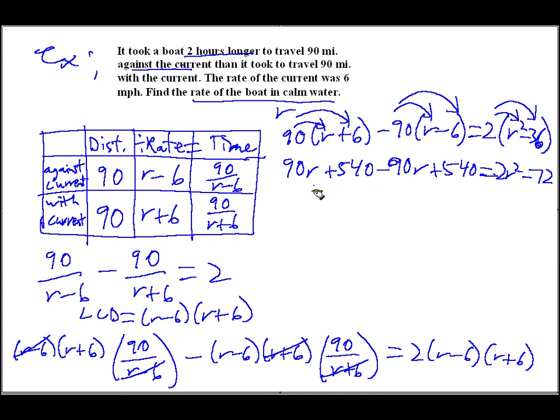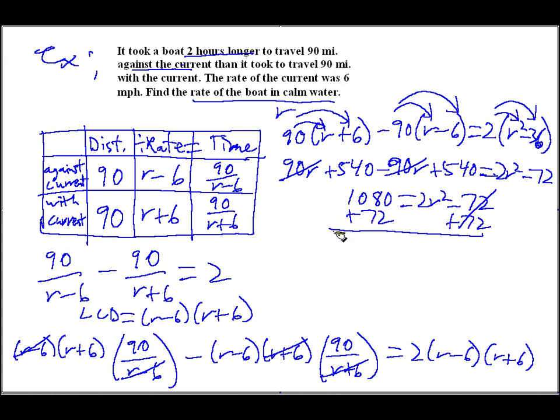Okay, well, combine my terms. 90R minus 90R cancel out. 540 plus 540 is what? 1080, equal to 2R squared minus 72. Are we good on that? All right. Let me go ahead and isolate this perfect square R squared here. Let me go ahead and add 72 to both sides.